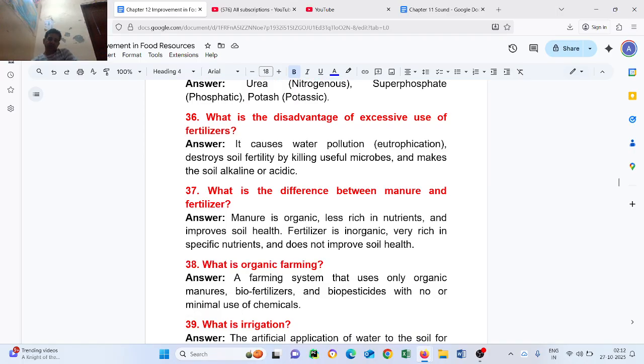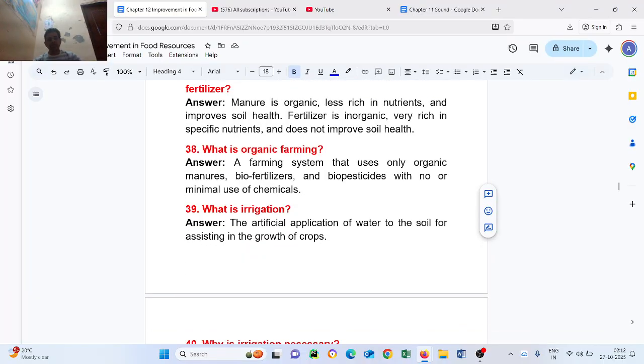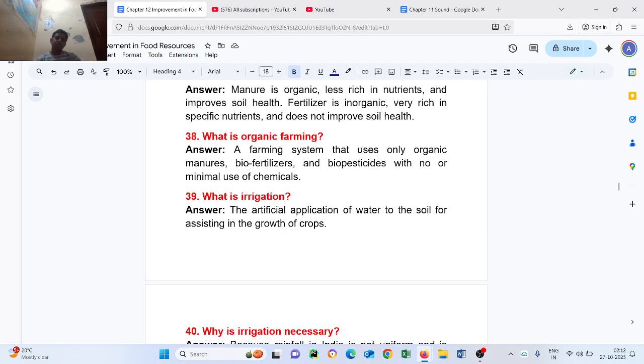Question number 38. What is organic farming? A farming system that uses only organic manure, biofertilizers and biopesticides with no use of chemicals. Question number 39. What is irrigation? The artificial application of water to the soil for assisting in the growth of crops.